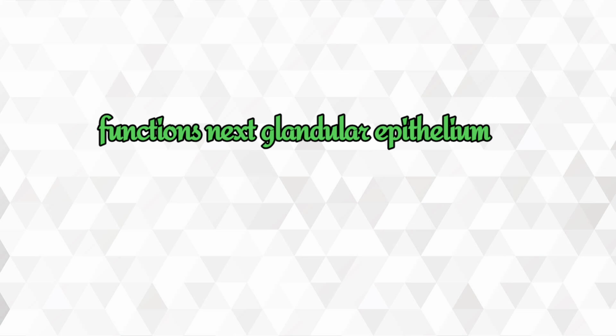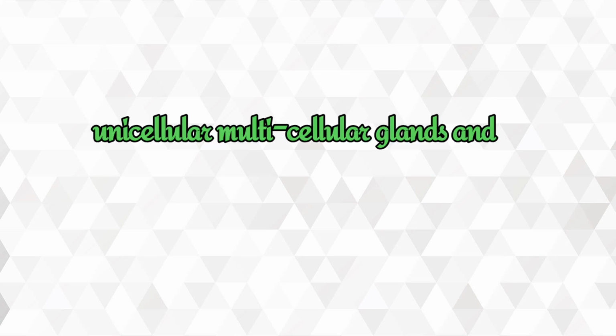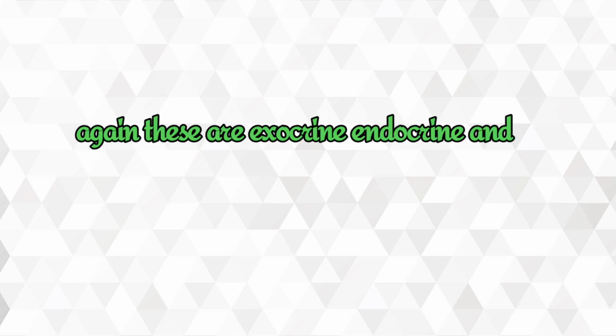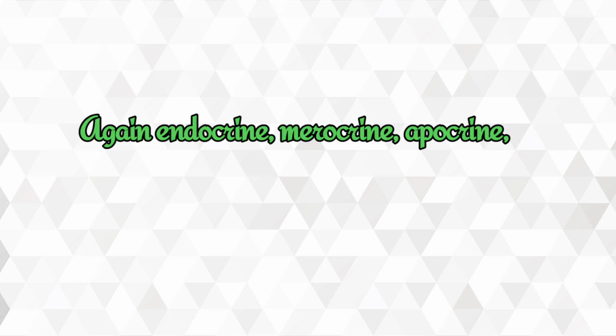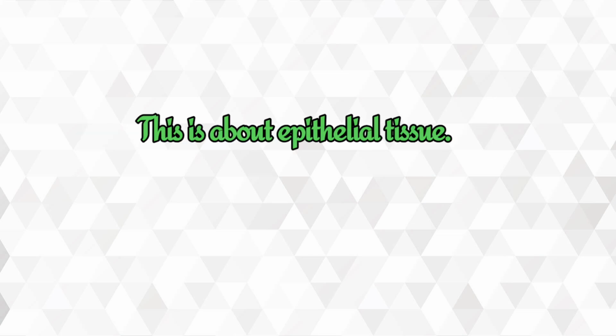Next, glandular epithelium: unicellular and multicellular glands, and these are exocrine and endocrine, and exocrine are merocrine, apocrine, holocrine. This is about epithelial tissue.